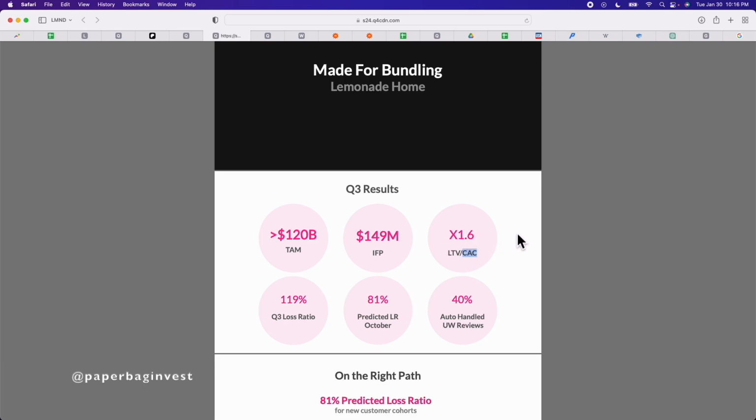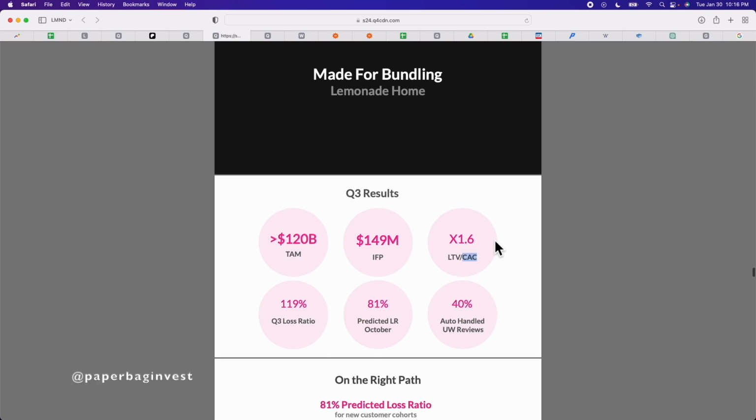81% loss ratio is what they were predicting. Loss ratio was actually worse. They're trying to get that in line. I'm sure it's a lot better now. But LTV to CAC only 1.6. And when we think about the legacy insurers, this is the game that they're playing. They're playing in that 1 point something, 2 point something, 3 point something possible range of outcomes of LTV to CAC.